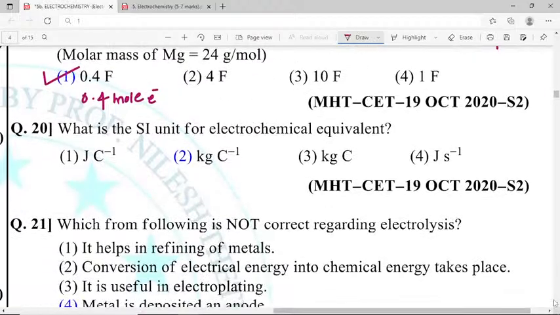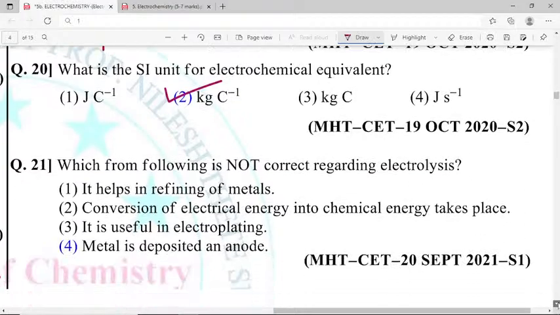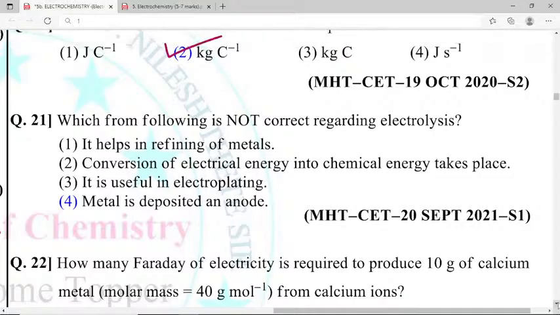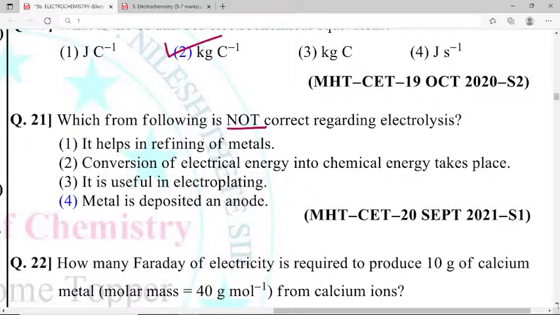What is the SI unit of electrochemical equivalent? Kilogram per coulomb, mass divided by charge. Which of the following is not correct regarding electrolysis? It helps in refining of metal, correct. Conversion of electrical energy into chemical takes place. It is useful in electroplating. Metal is deposited at anode, this is not correct. Metal is deposited at cathode due to reduction.